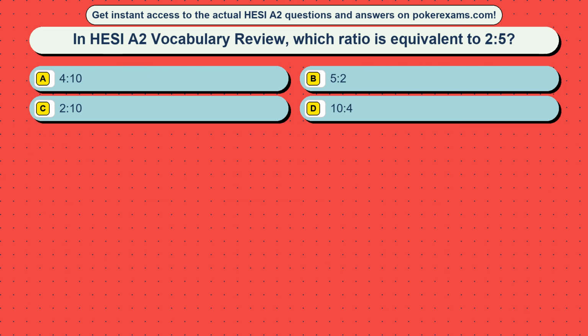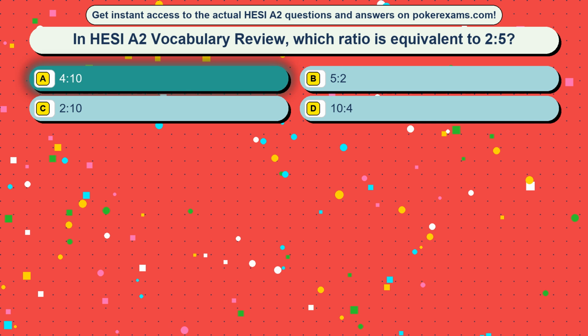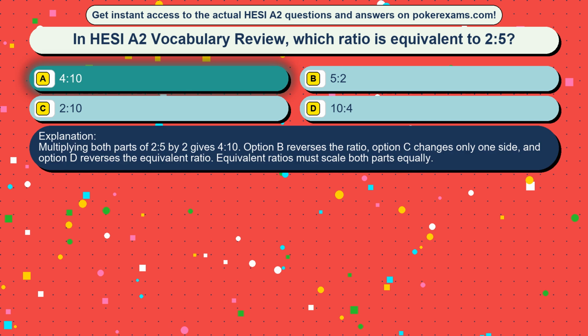Question 33. In HESI A2 Vocabulary Review, which ratio is equivalent to 2:5? Option A, 4:10. Option B, 5:2. Option C, 2:10. Option D, 10:4. The correct answer is option A, 4:10. Multiplying both parts of 2:5 by 2 gives 4:10. Option B reverses the ratio, option C changes only one side, and option D reverses the equivalent ratio. Equivalent ratios must scale both parts equally.